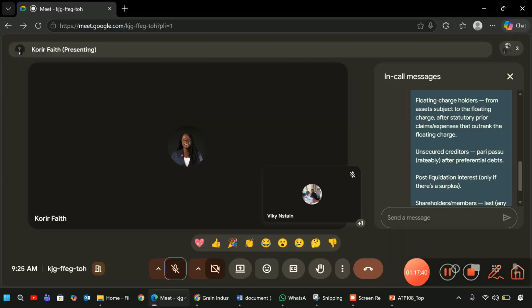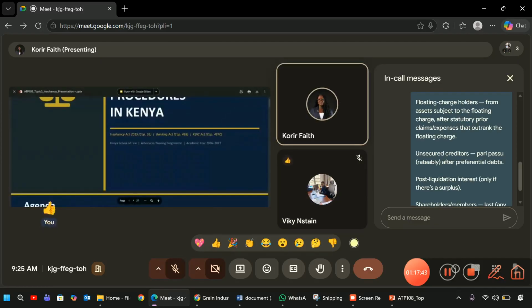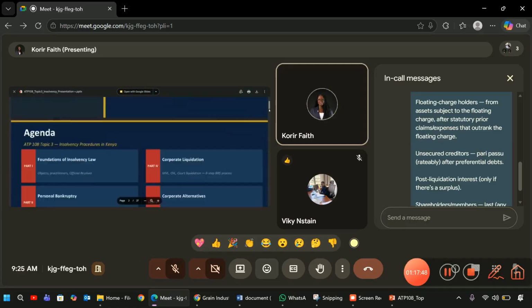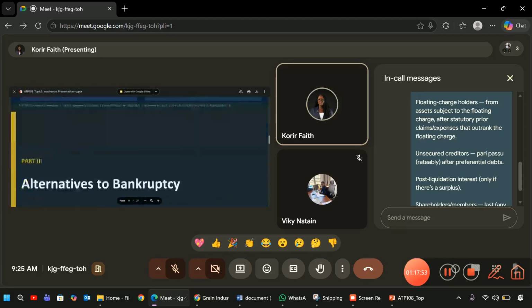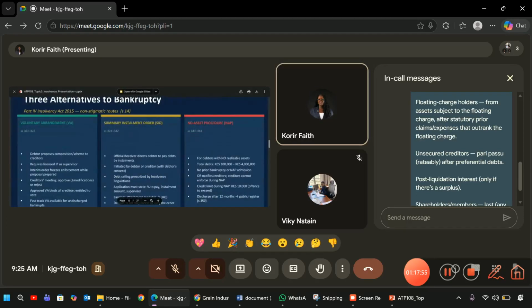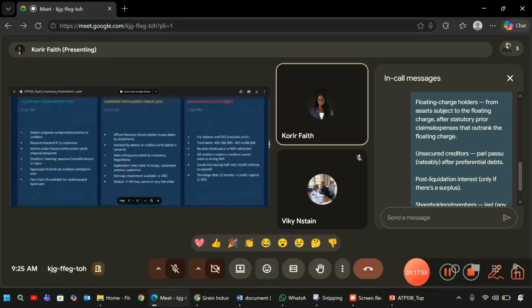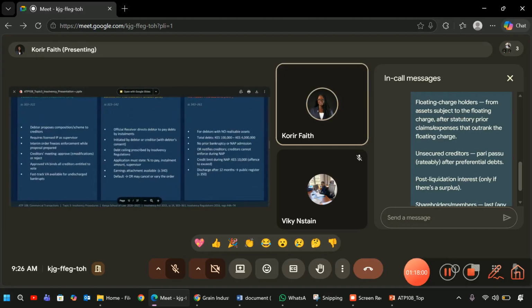So I have shared my screen. I think I got page 12. So you were saying this NAP procedure, section 343 to 361. We already discussed this bit.